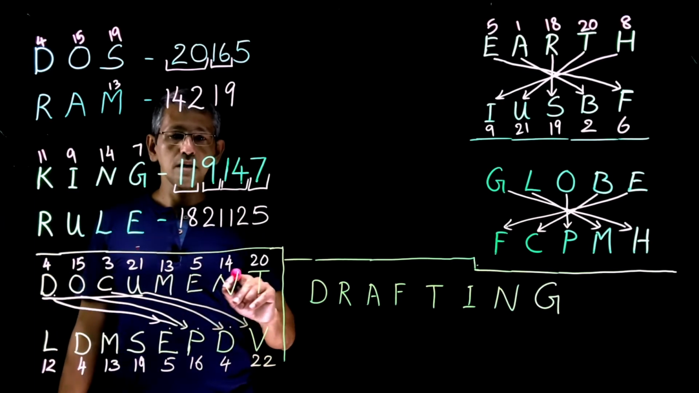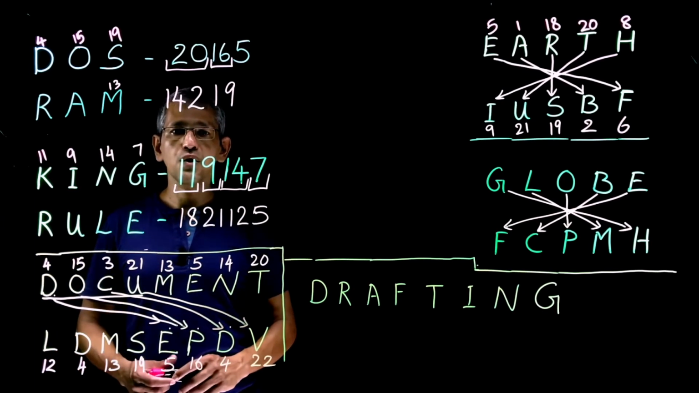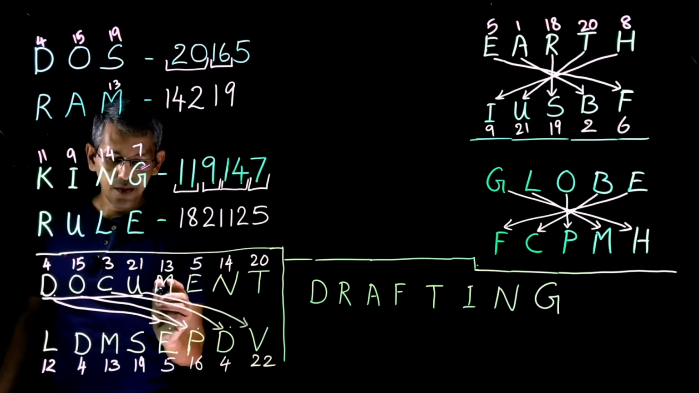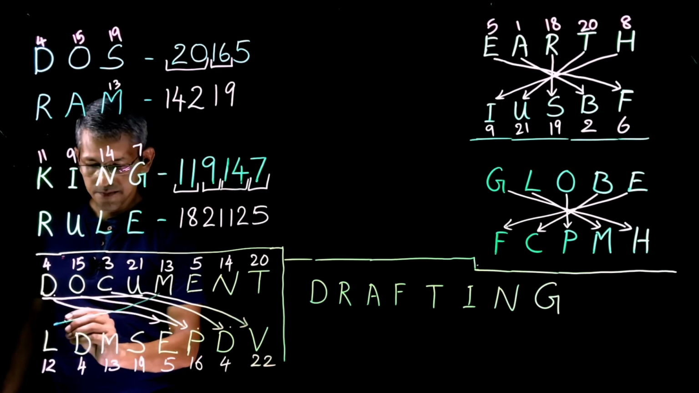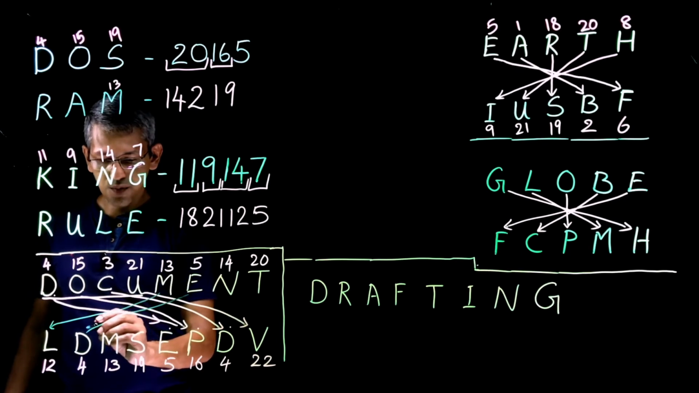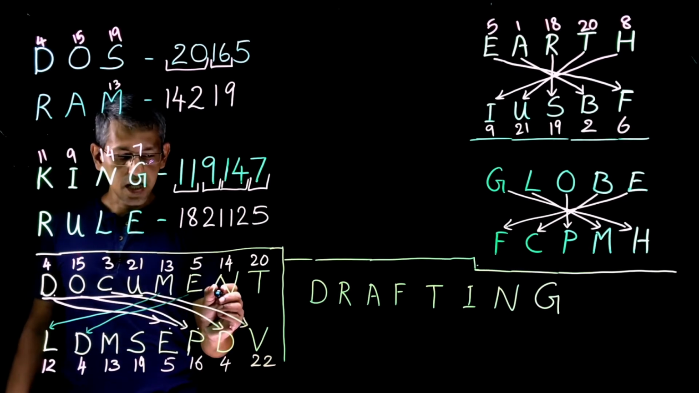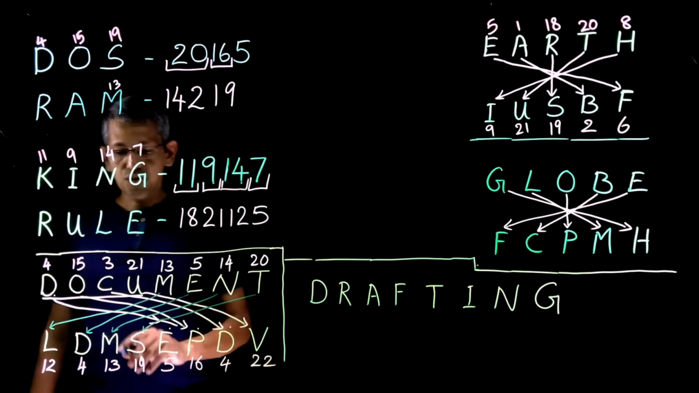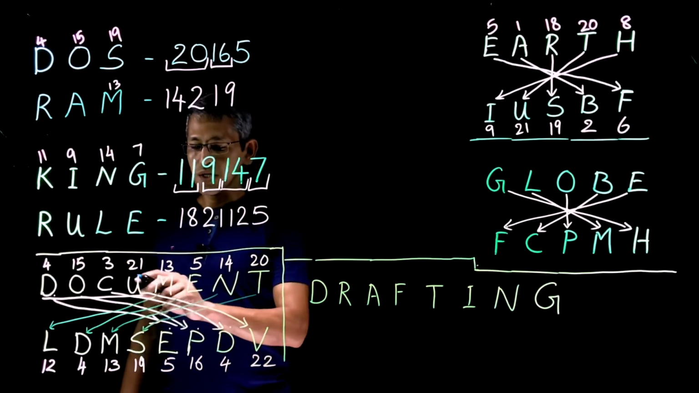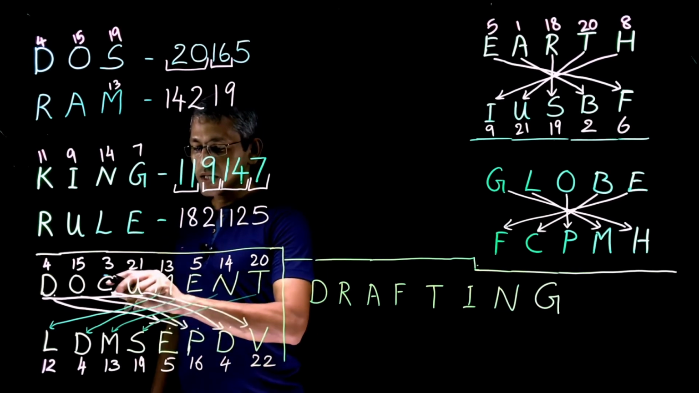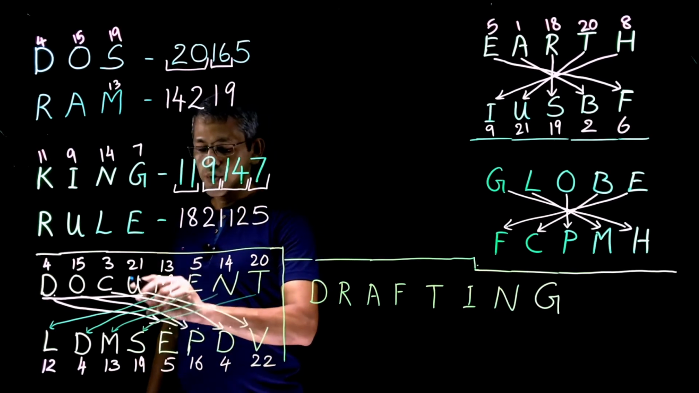And what happened to M-E-N-T? Where exactly is the code for those letters? So here M is coded as L. See that? M would be coded as L here. And E minus 1. And N minus 1 is M. And T minus 1 is S. So the first 4 letters, D-O-C-U, D plus 1 is E, O plus 1 is P, C plus 1 is D, U plus 1 is V.